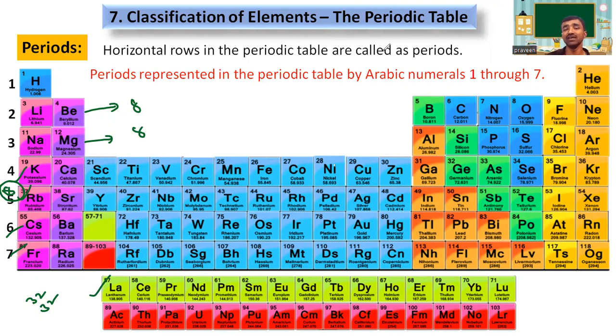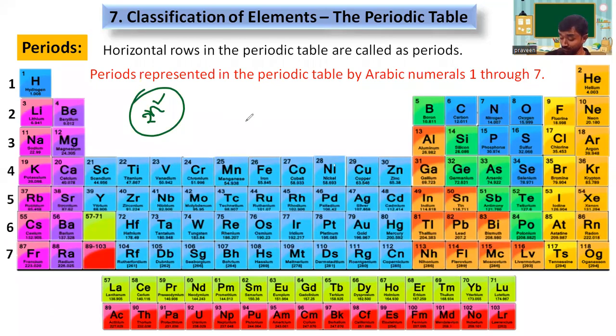But sir, why is the maximum number of electrons that fit into a main shell, 2n square, not applicable here? Here it is applicable to the main shell, but not to the period. Periods are classified mainly based on the electronic configuration, and groups mainly based on the valency.